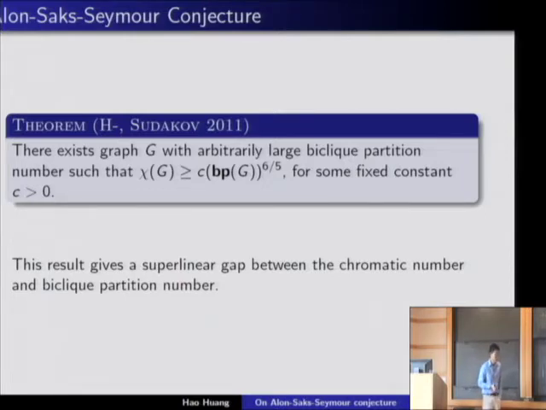So someone may say, okay, somebody gives us a conjecture and we give a counterexample, so what. But this is not the end of the story. Actually, if you can find a better counterexample, in the sense that there's a bigger gap between the chromatic number and the Biclique partition number, you might be able to solve some important problems from communication complexity. That's what I'm going to talk about next.